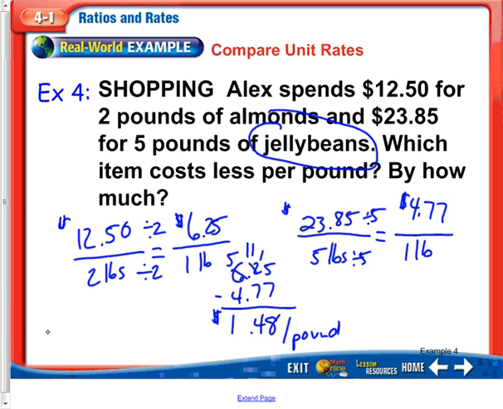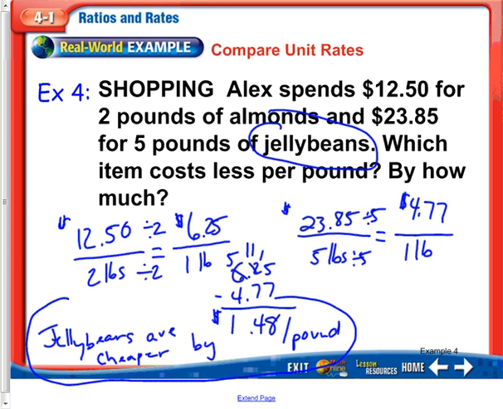So we can say jelly beans are cheaper by $1.48 per pound. So all of this would be considered our answer right here. And everything you see above would be the work that you needed to show for your homework.